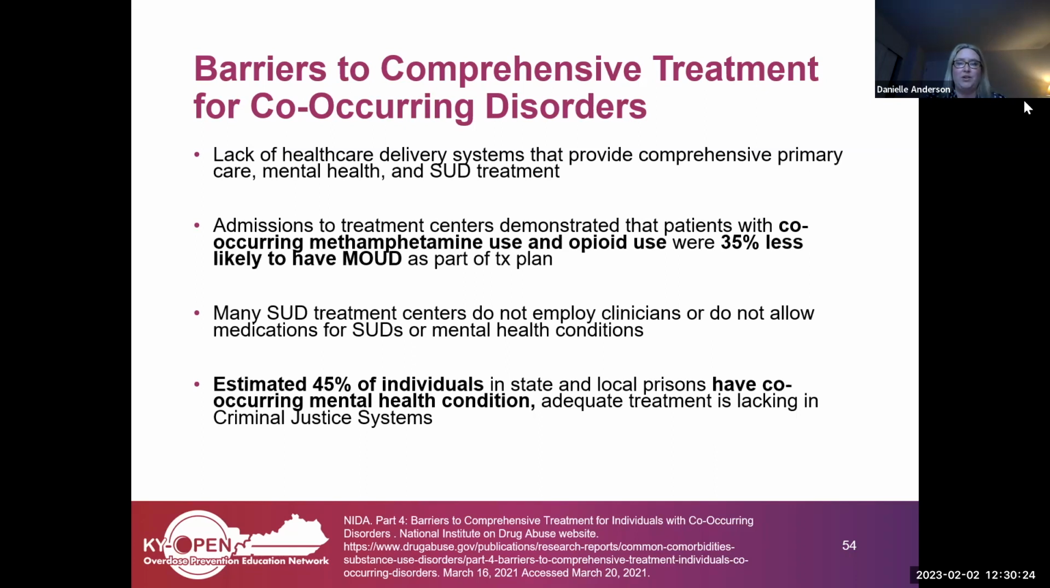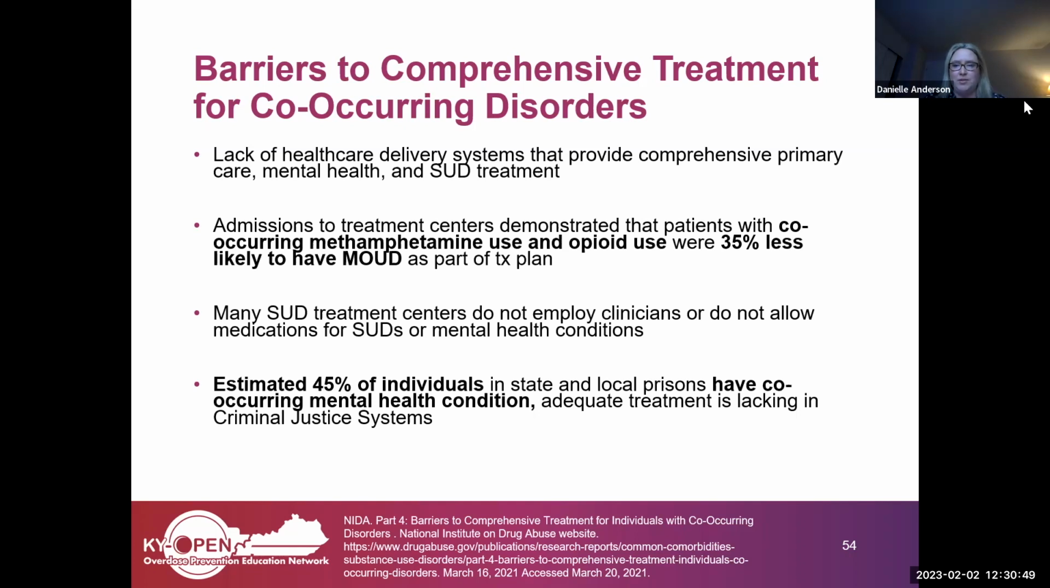So one of the barriers to treating the patient as a whole is a lack of healthcare delivery systems that provide comprehensive primary care, mental health, and substance use disorder treatment. And the clinic that I work in, we have now combined all three of these things, and we're seeing great improvement in health, being able to deliver all of these in one area.